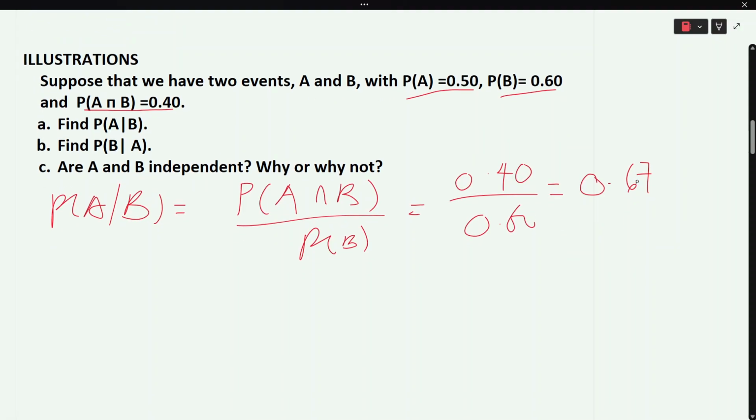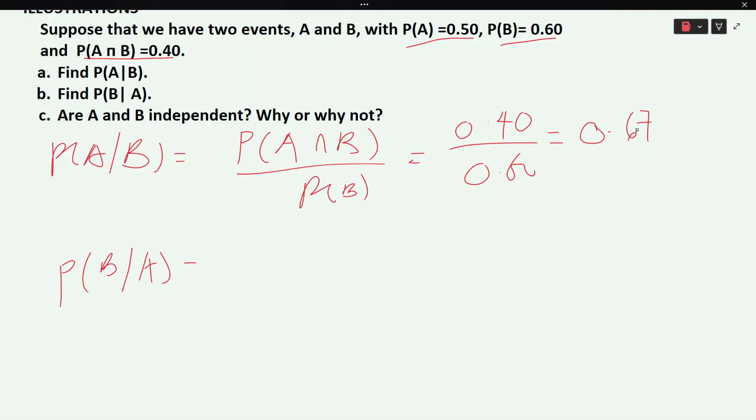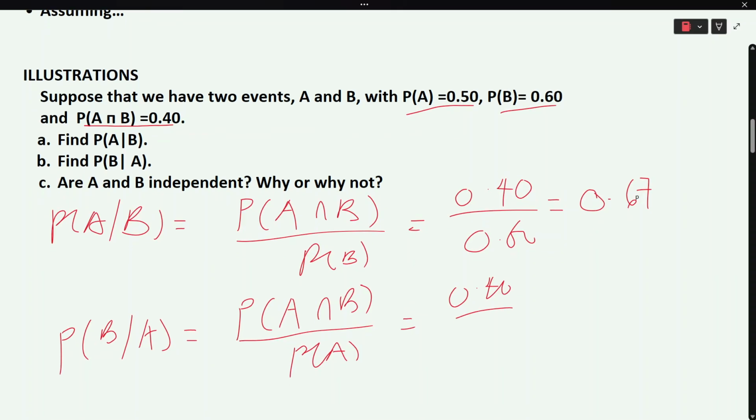All right, let's solve the next part. Part B is saying that we should find the probability of B given A. The probability of B given A is given by the probability of A intersection B divided by the probability of A, which is 0.5.